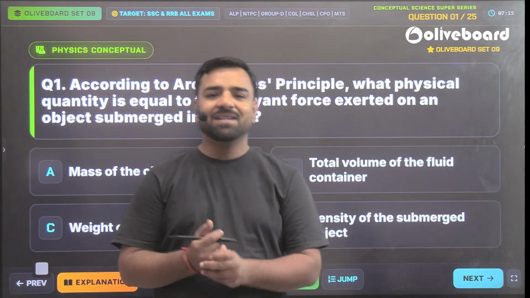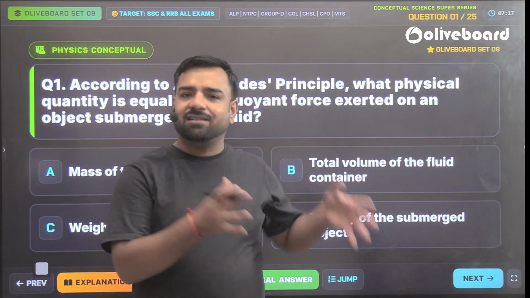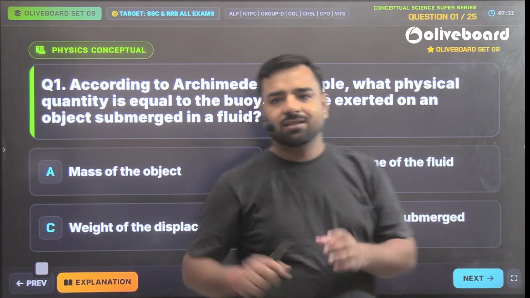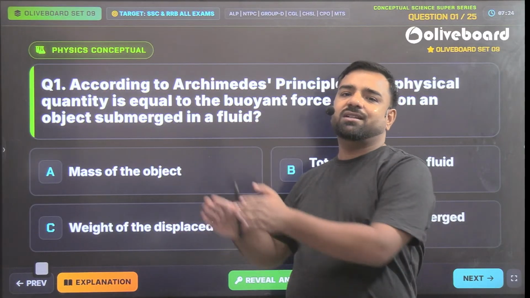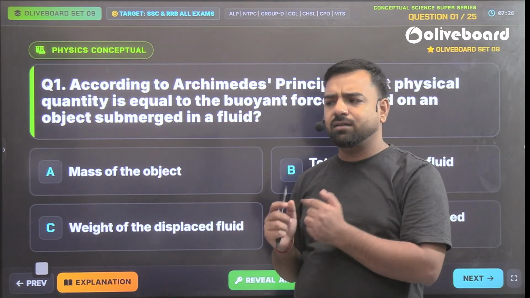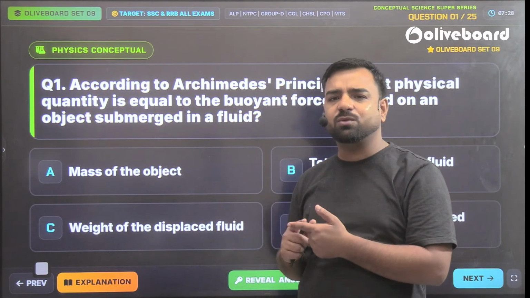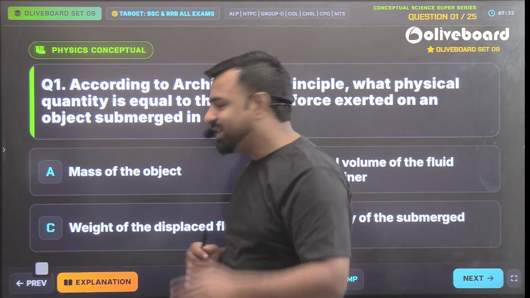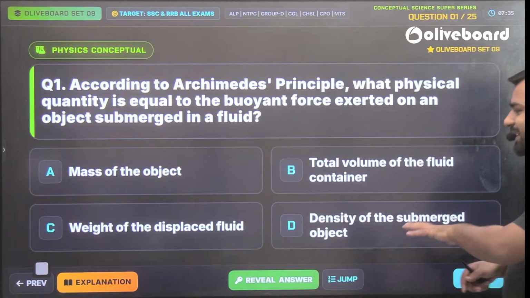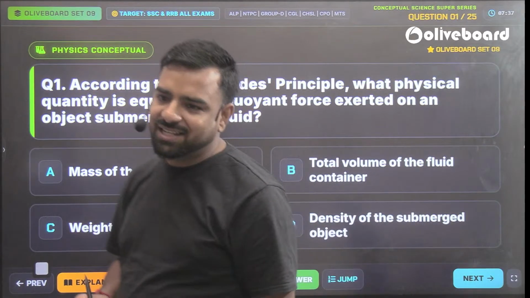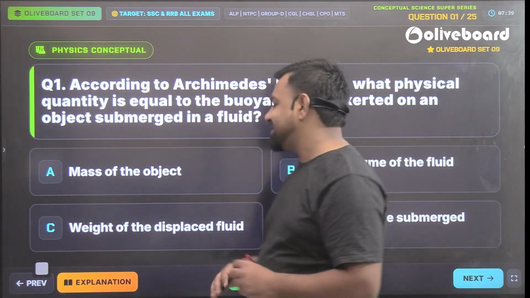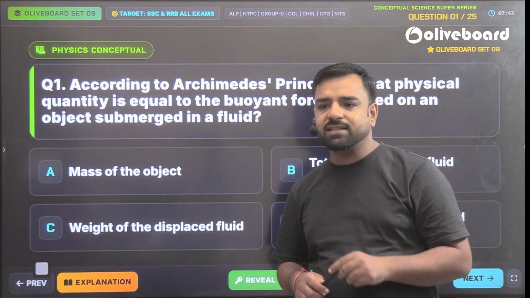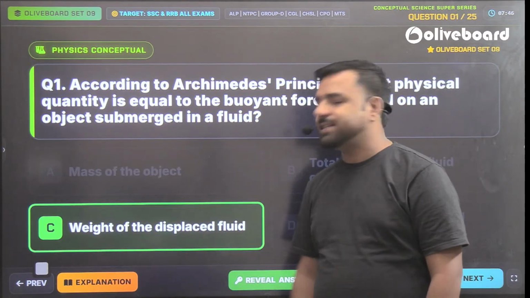We have discussed a story in the past class. You remember? Archimedes once sat in a tub, and once he sat in that tub, the water was displaced. And what was the total amount of water? That was equal to the weight of Archimedes. So here we have four options, and that's not linked with the density. Harry, sorry for this, but this time the answer will be weight of the displaced fluid. The correct answer will be option C here.